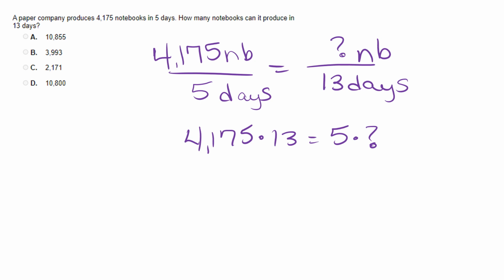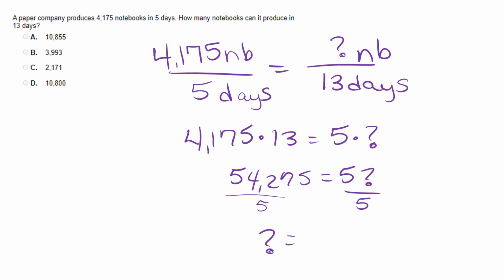So 4,175 times 13 gives me 54,275. And I'm going to divide both sides by 5 to get that question mark by itself. 5 goes into 5 one time. 5 goes into 4 0 times. With 4 left over, 5 goes into 42 8 times with 2 left over. 5 goes into 27 5 times with 2 left over. 5 goes into 25 5 times. So your answer is 10,855.